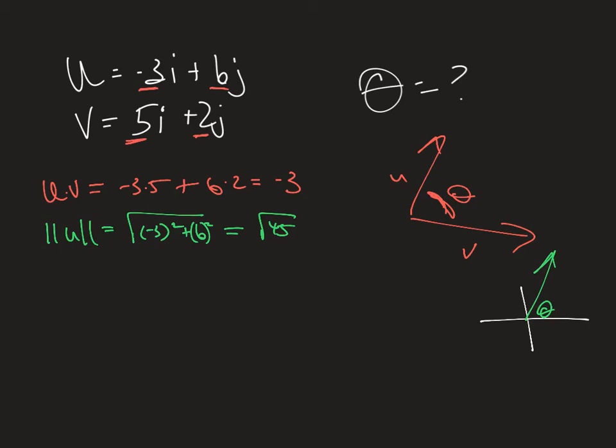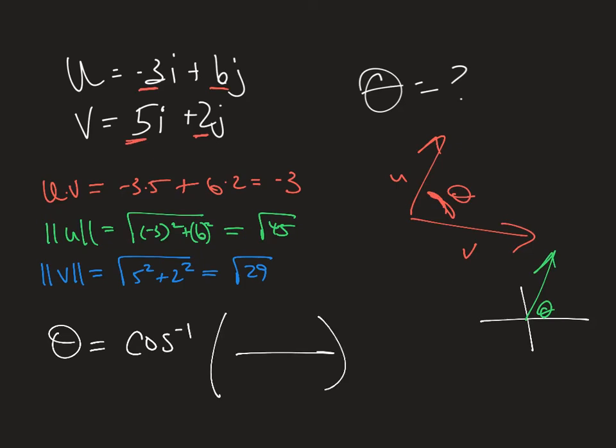And then the magnitude of v is, again, the square root of a squared plus b squared, so that's going to be the square root of 29. You don't have to break those down. So when you go to find the angle, theta equals inverse cosine of a big old fraction. In the numerator you have the dot product, so it's -3, and in the denominator you have the product of the magnitudes, so the square root of 45 times the square root of 29.